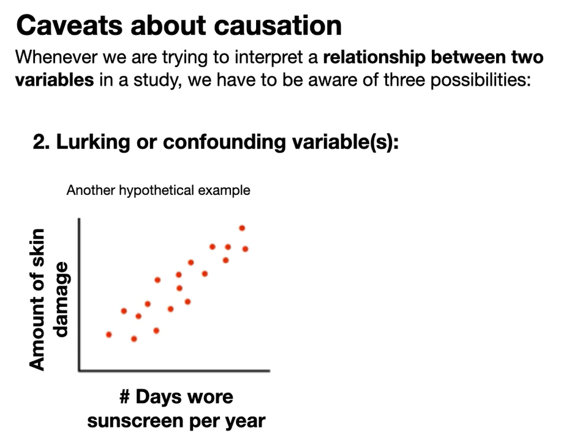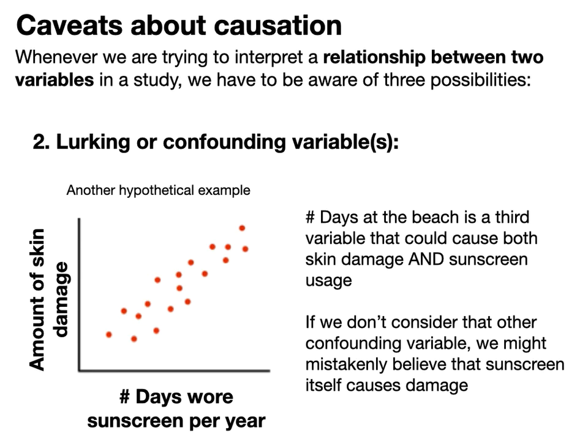Yet another example of a confounding variable, suppose I go out and collect data on people's skin damage and also the number of days they wore sunscreen in the past year. And I find this positive association. People who wear sunscreen more often have more skin damage. Well, is that because sunscreen causes skin damage? Well, it could be that there's a confounding variable here that I haven't considered. And we can brainstorm a few of them.